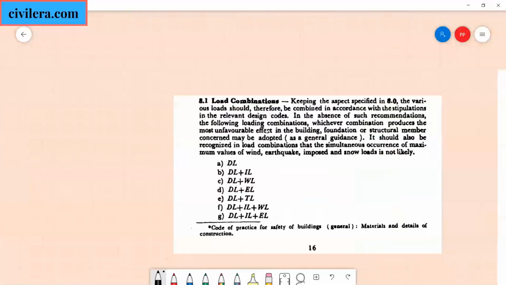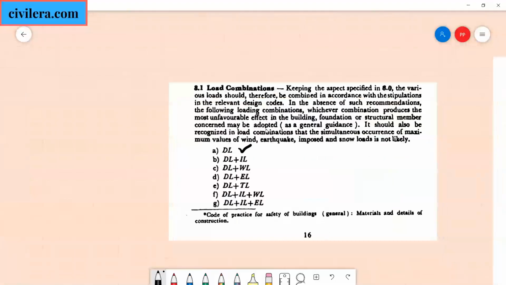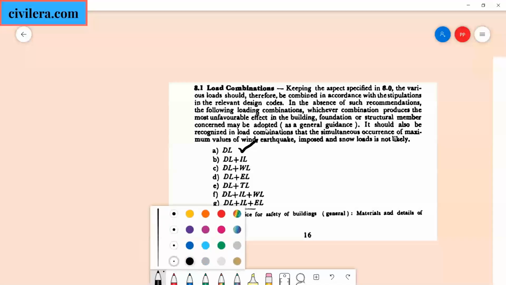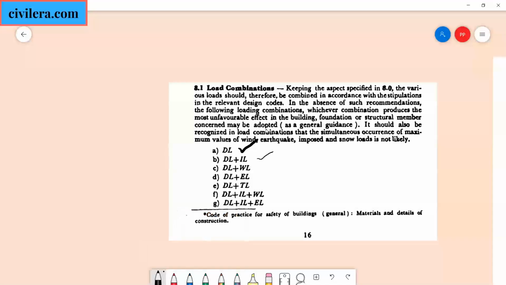combination is coming from. So you have a combination which is dead load alone. You have a combination dead load plus live load. You have dead load plus wind load, dead load plus earthquake. This you can ignore at the moment because it's a temperature load. That is a special load combination which we will not be discussing today. You have dead load plus live load plus wind load, and then you have dead load plus live load plus earthquake. So these are the basic fundamental load combinations in a project that you have to use.